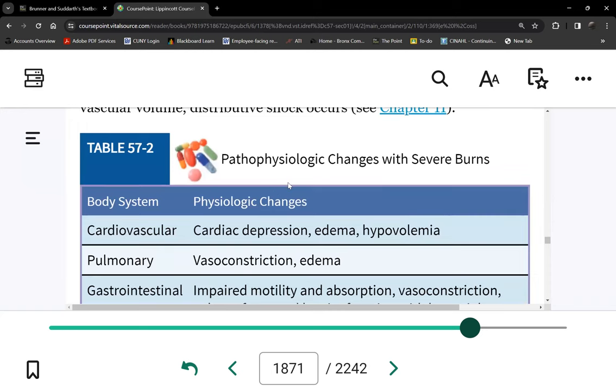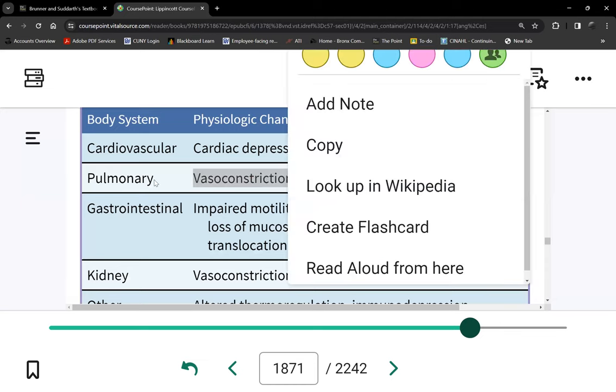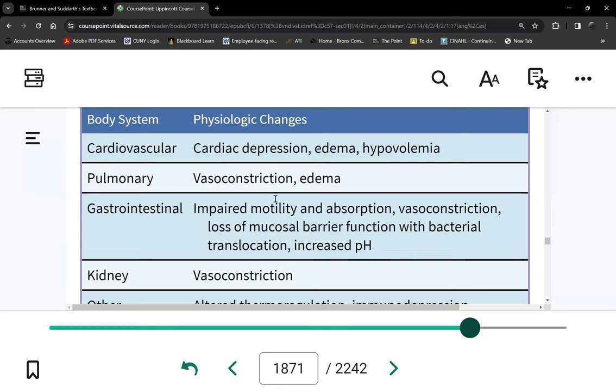So here are system by system. Put it in a table for pulmonary. We haven't discussed ARDS yet, but this patient will develop ARDS. Because remember in sepsis, was there ARDS in sepsis? Yes, so same here in burns. Well, vasoconstriction again will only be in response to the catecholamines, but however, because of the massive amounts of cytokines and histamines, there will actually be vasodilation.